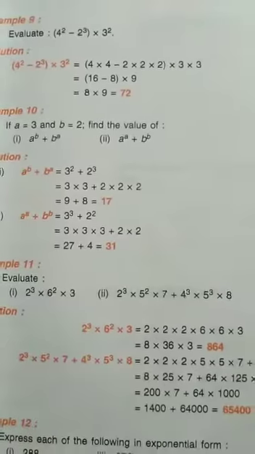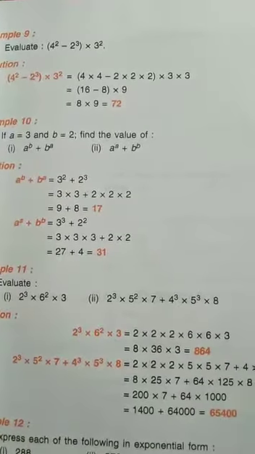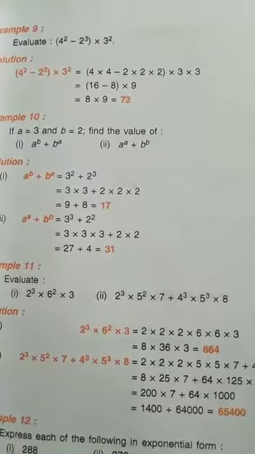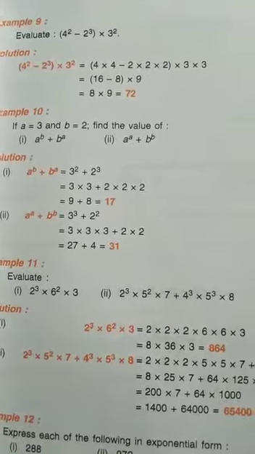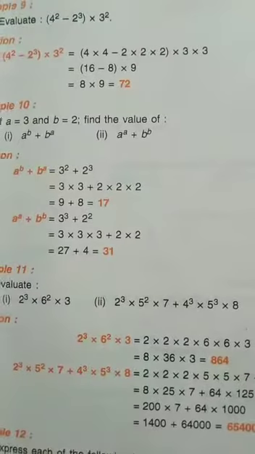Now example 10. If a equals 3 and b equals 2, then find the value of a to the power b plus b to the power a. So the value of a means here 3. So 3 to the power b, b means 2. So 3 to the power 2 plus b means 2.